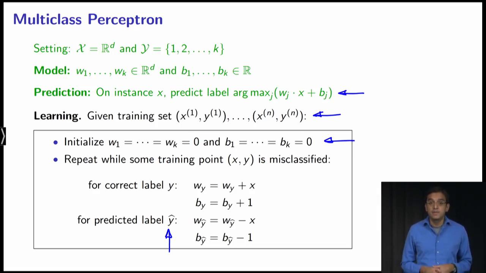But if we predicted the wrong label, if y hat is not equal to y, then we have to update the parameters. But which parameters do we update? We have k different linear functions. Well, we're only going to update 2 out of the k functions. We're going to update the function for the correct label and the function for the label that we actually predicted. And both of these updates are very simple. Okay, so for the correct label, we simply add x to the w vector and increment b. For the label we predicted, we just subtract x from the w vector and decrement b. And that's it, the multi-class perceptron algorithm.